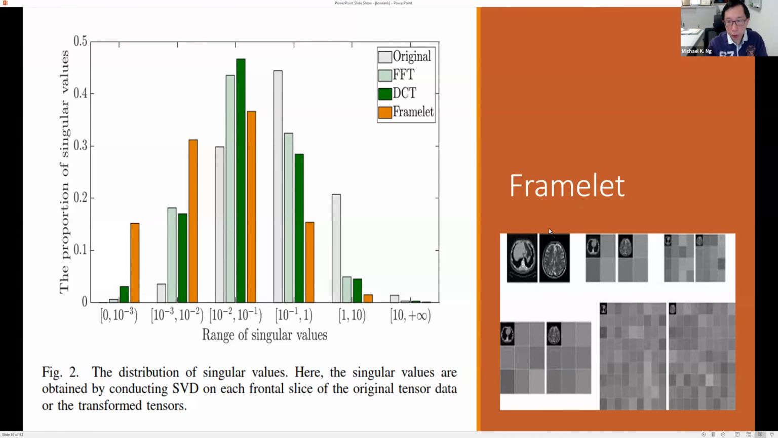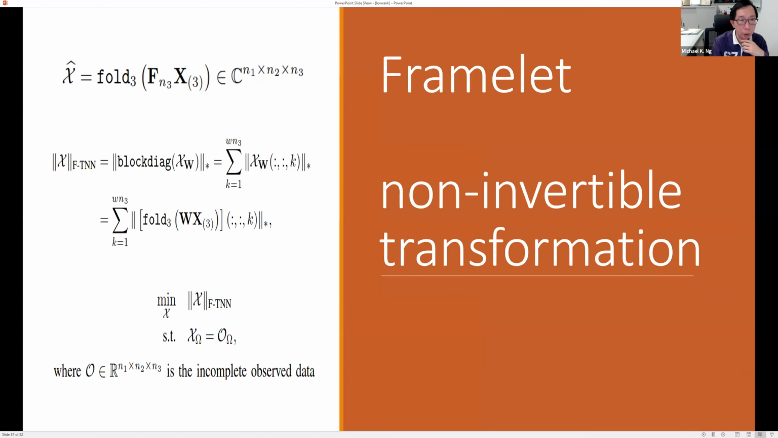So if you use the framelet, I think this one uses the spline one. If you look at the singular value distribution again from all the tubes, you see that when you use the framelet there are more small singular values. Again, that tells you that you are much closer to a low rank structure. That means the framelet also helps you get a much better low rank representation of the tensor.